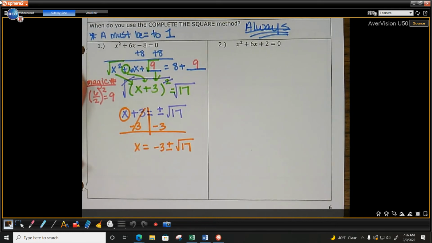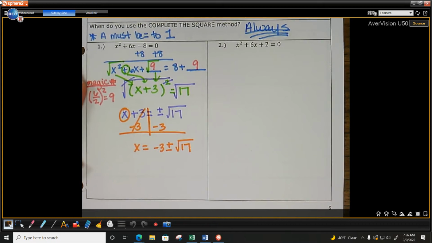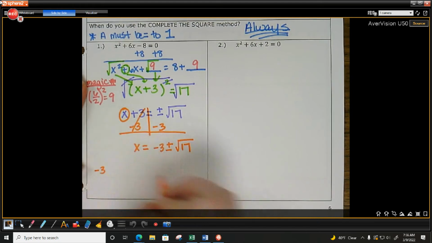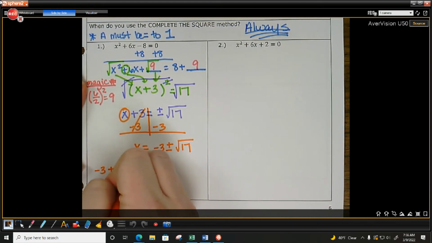Do you see how this answer looks way different than when we graphed it, factored it, and took the square root of both sides? These answers are ugly, okay? That's why we can't do this by graphing, okay? However, can we check ourselves by graphing? Yes, okay. I'm going to write this out as negative 3 plus square root of 17 and negative 3 minus square root of 17.